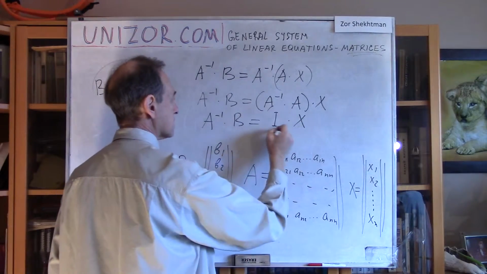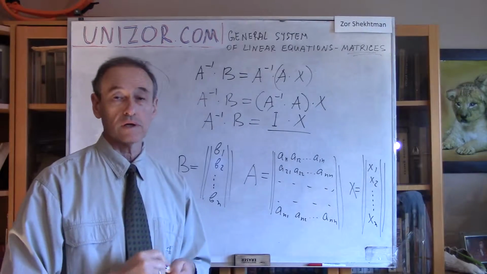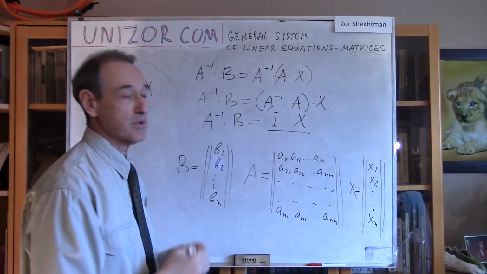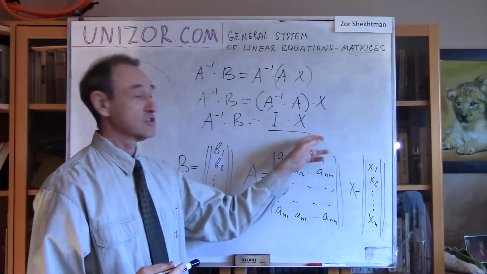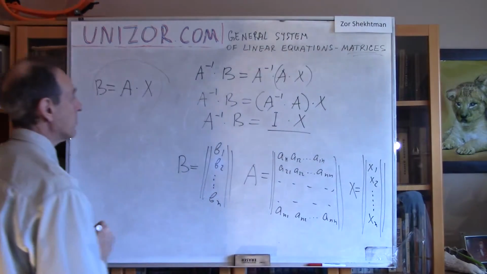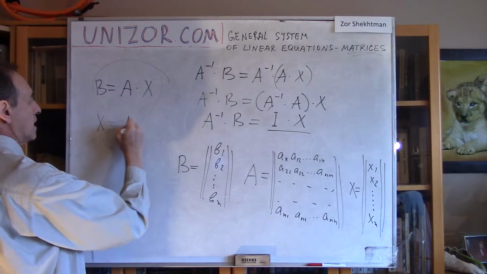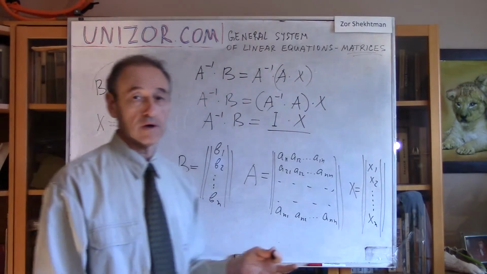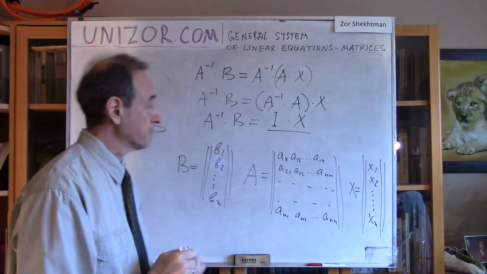Now, what is an identity matrix multiplied by a column vector? Well, it's called identity for a reason, right? We obviously know that the multiplication of identity matrix by anything really doesn't change that anything. So this is actually x. And we have come up with a solution. x is equal to A^-1 b, which is very much similar to a single linear equation solution.